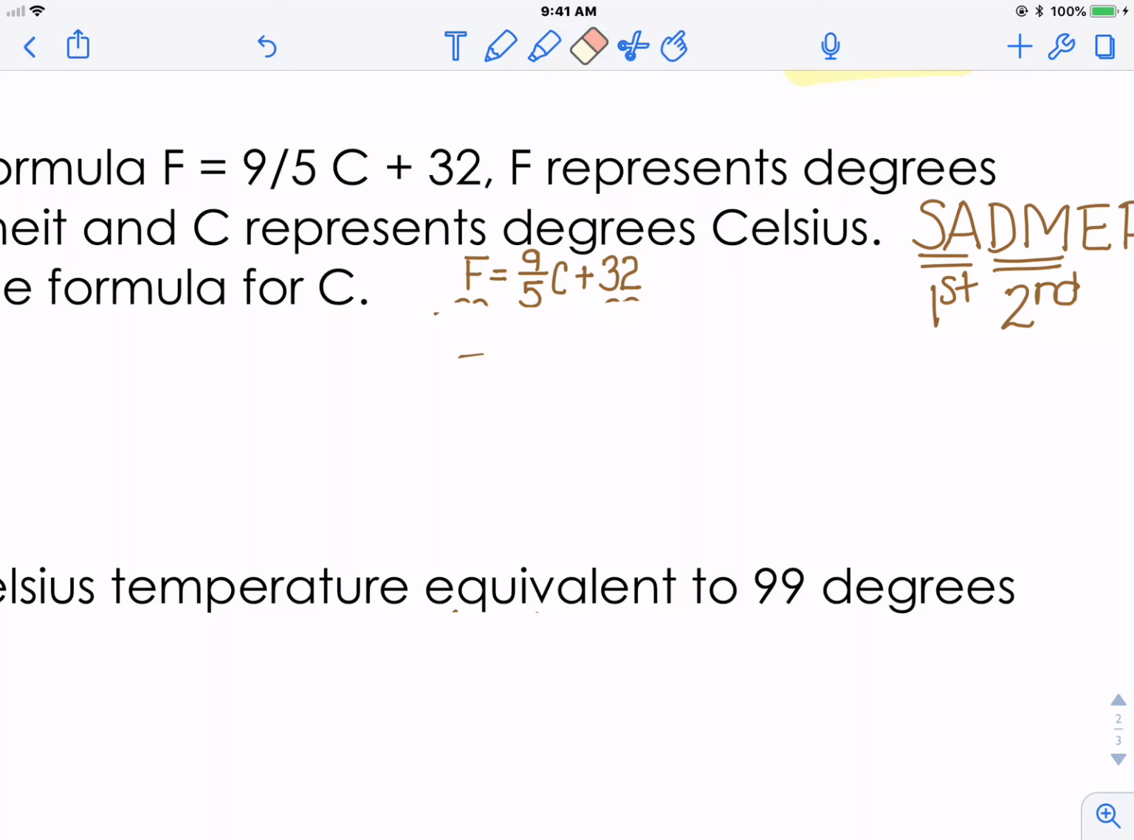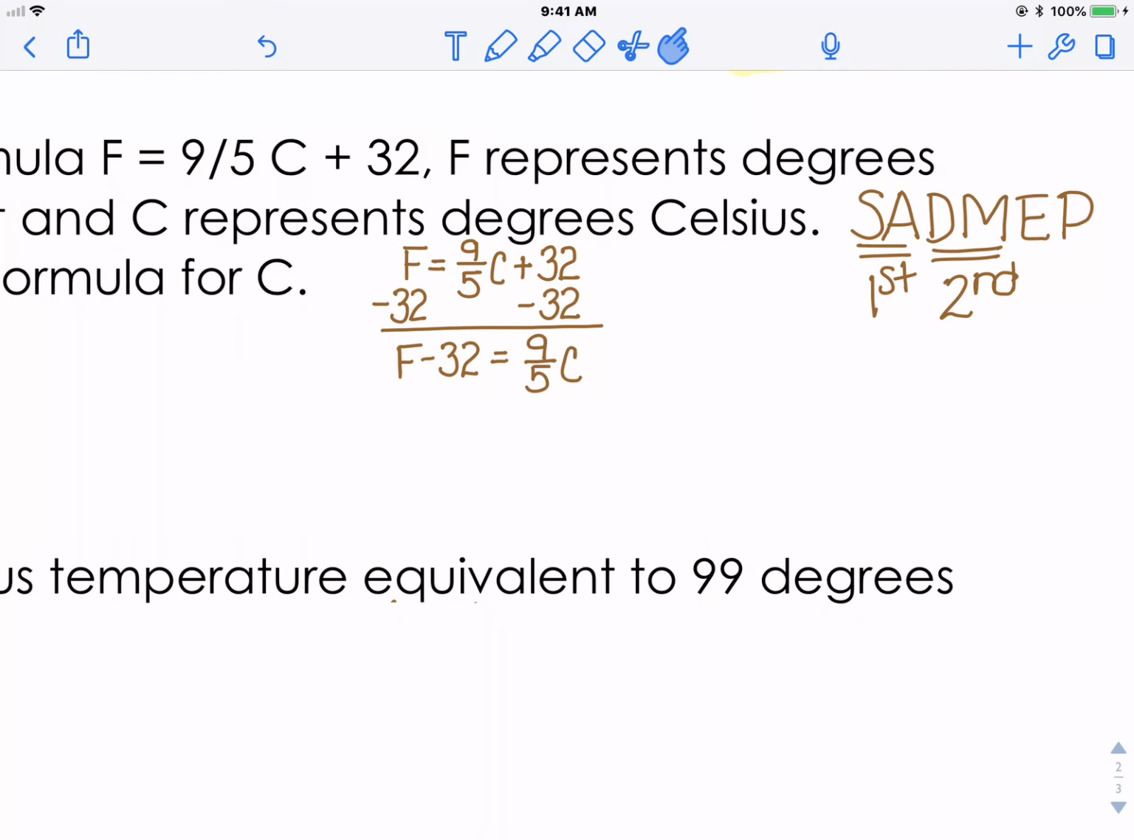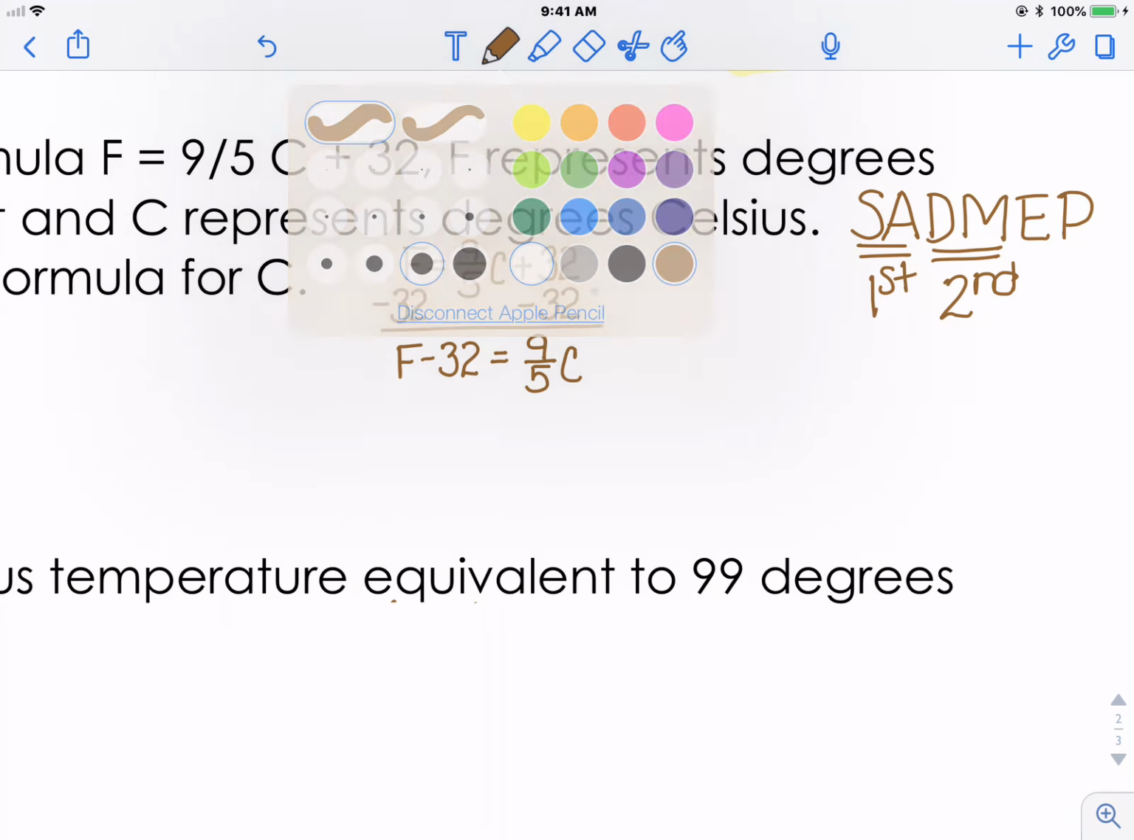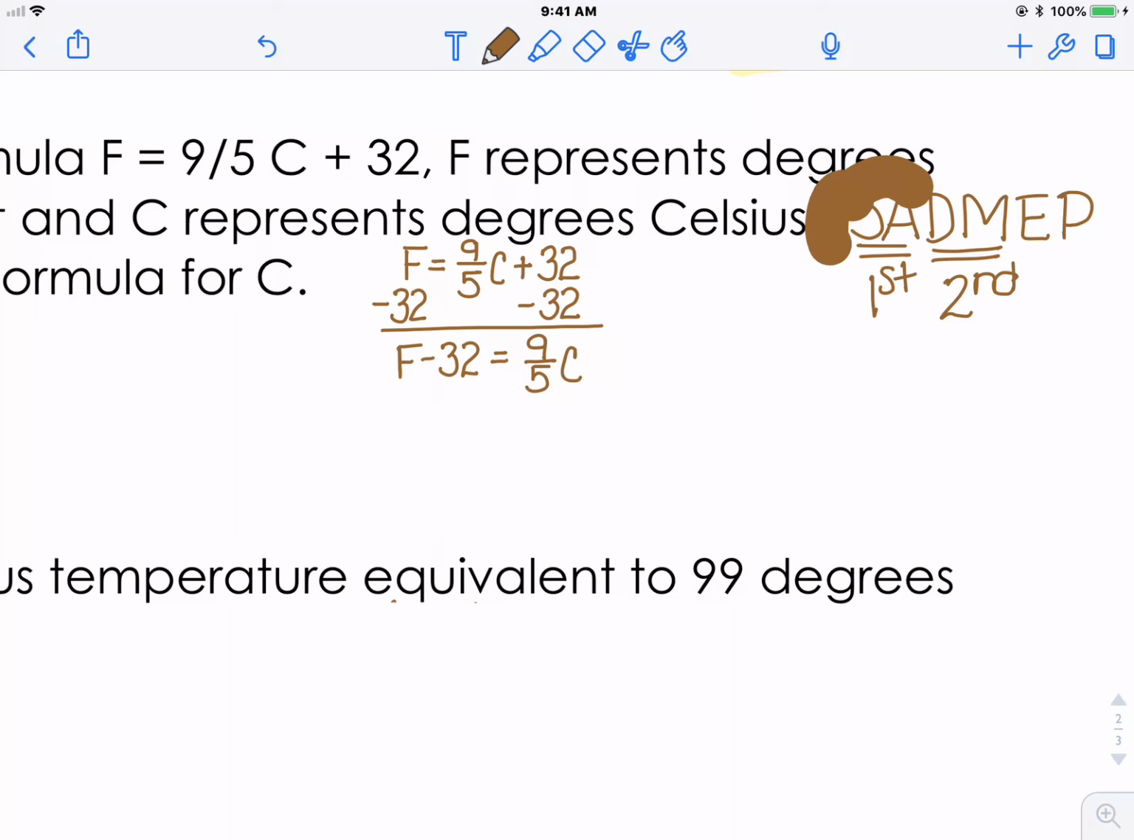So the first thing I want to do is subtract that 32 on both sides so that I then have an expression where the subtract is already taken care of. So I now am up to this part where it says F minus 32 is 9/5 C. It's not my final answer though. So what I want to do is think about what's got to happen next.